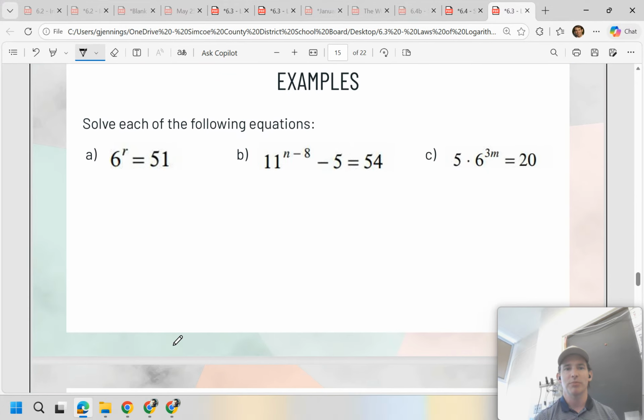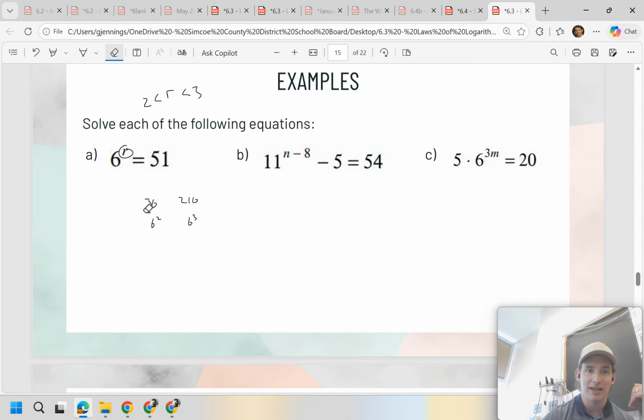Okay, so here's some examples. 6 to the r is equal to 51. Well, if we had 36 or we had 216 on that side, we could do it, because that would be 6 to the power 2, and that would be 6 to the power 3. So I suspect r is going to be greater than 2 but less than 3. But not exactly. If we want to know the exact value, then this is the thing that we would do.